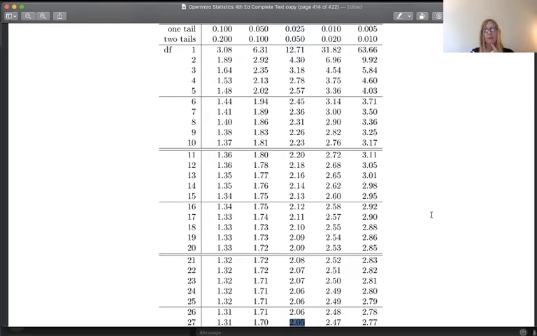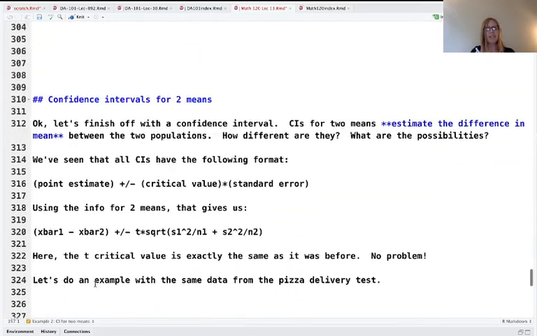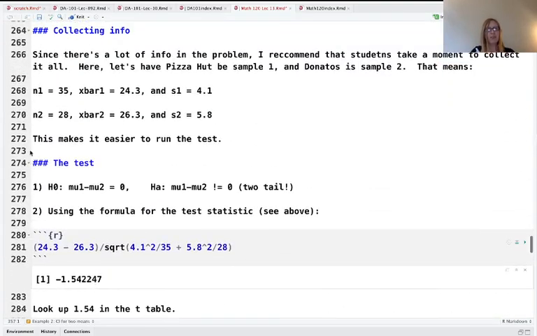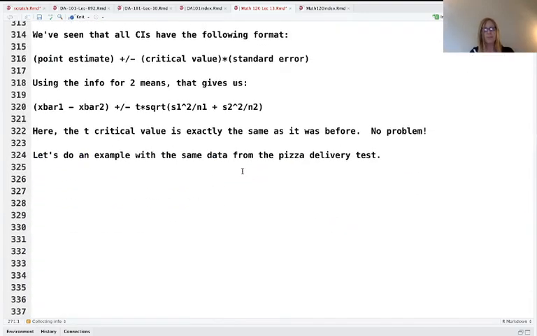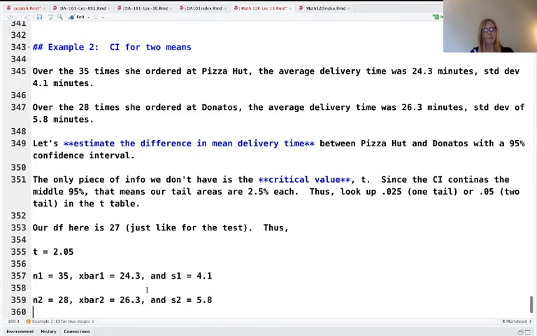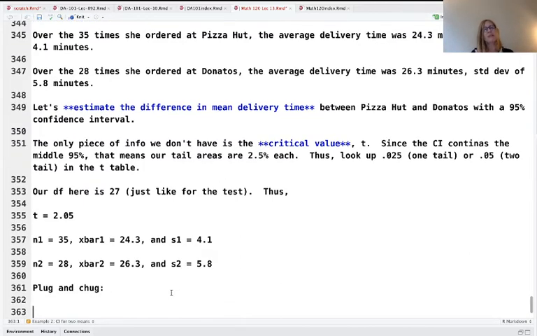Just to talk through that again, I found the degrees of freedom, I found the tail area on the top, and I matched those to get 2.05. So here we've got t equals 2.05. All right, let's stick that in. I'm going to just copy paste real quick my summary so that it's easy for me to remember all the important information. So let's plug and chug. I'm using the confidence interval formula that we saw up earlier.